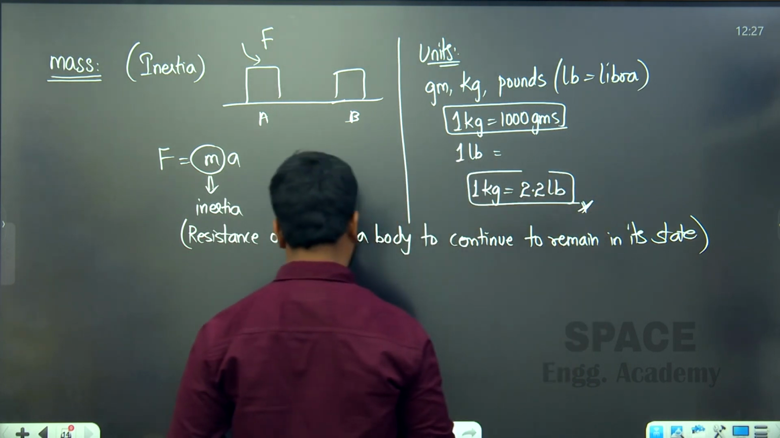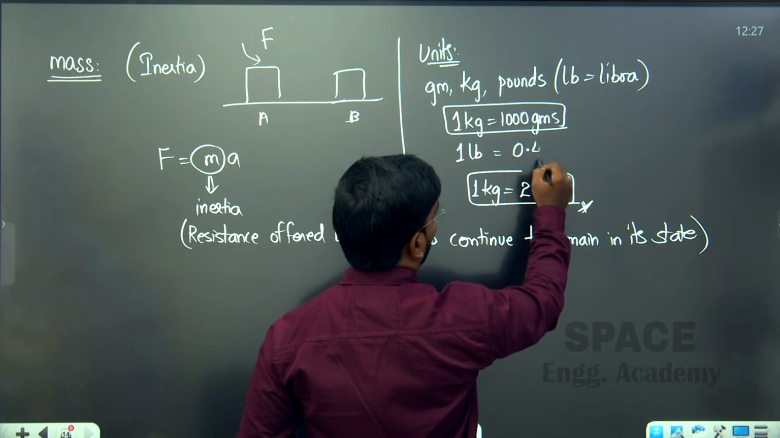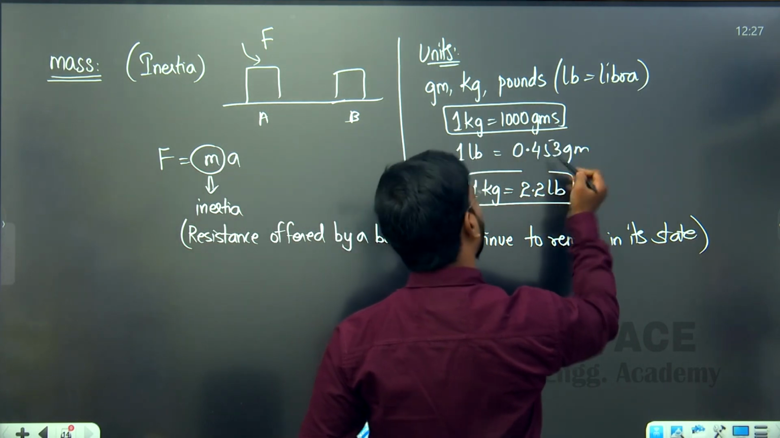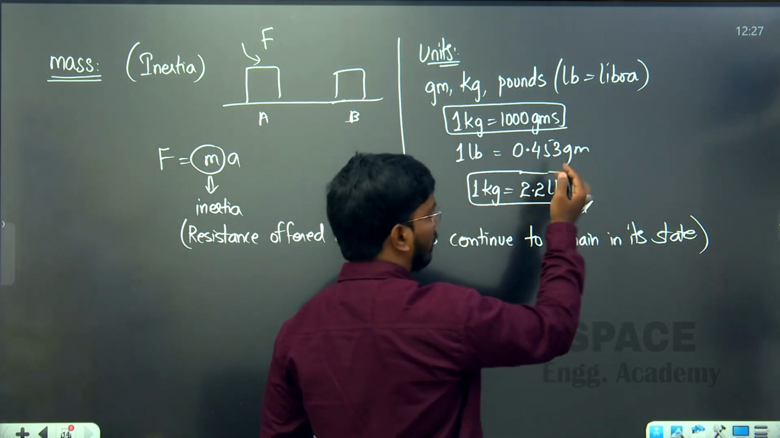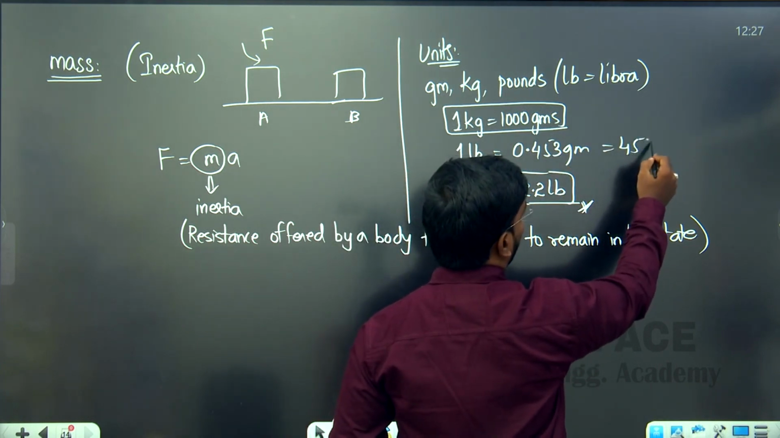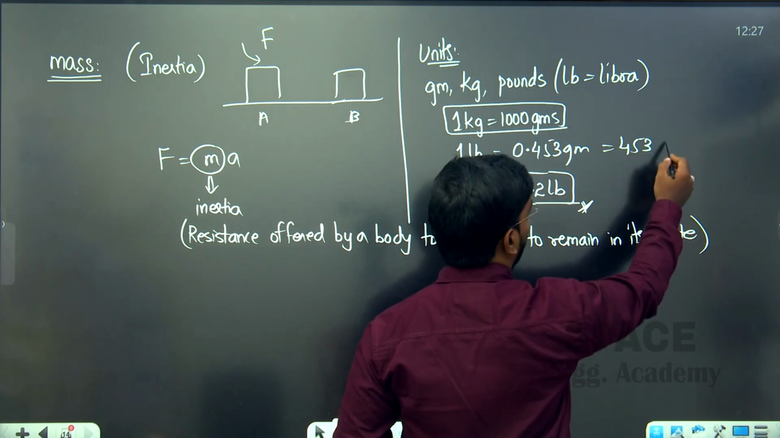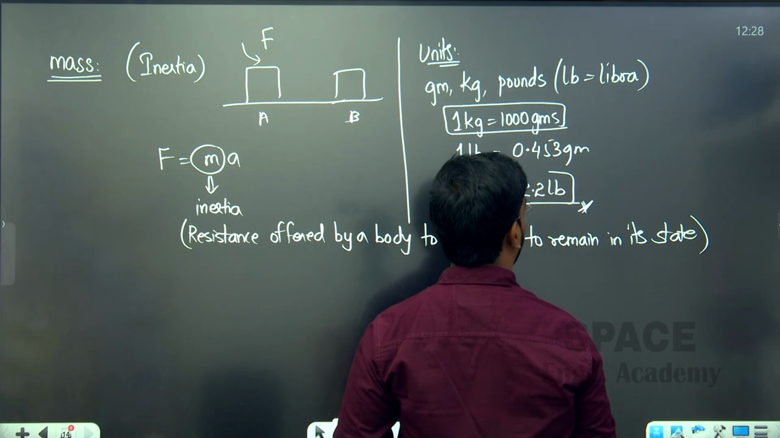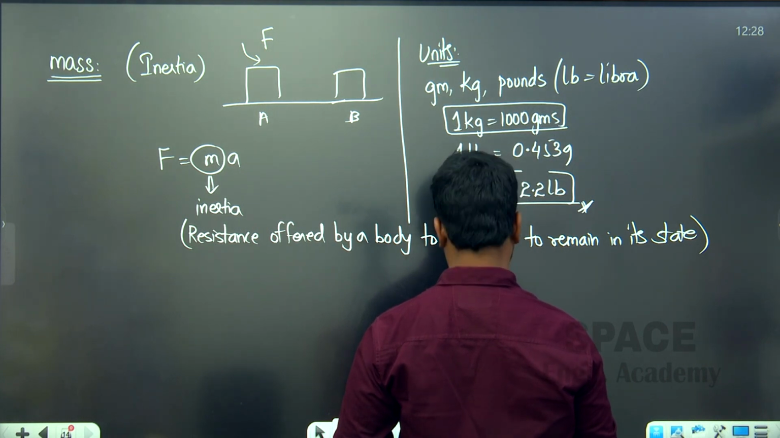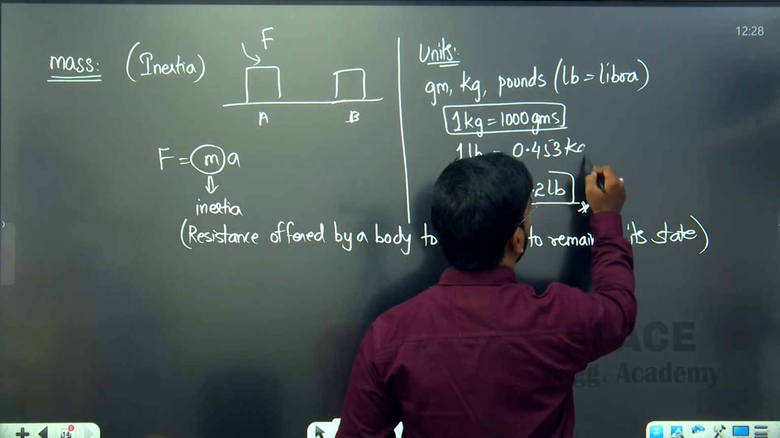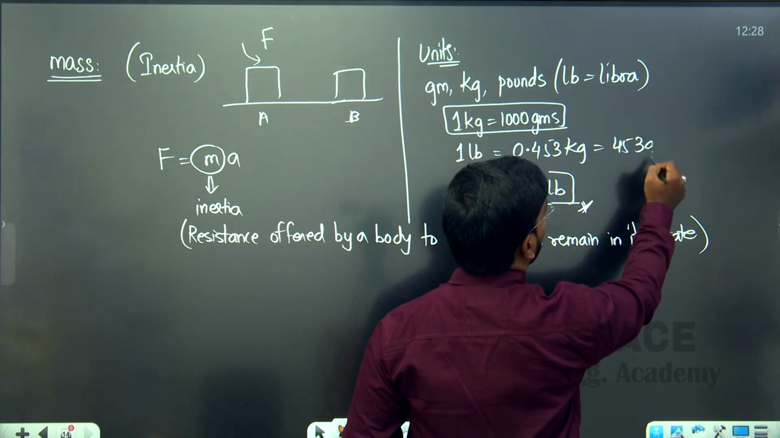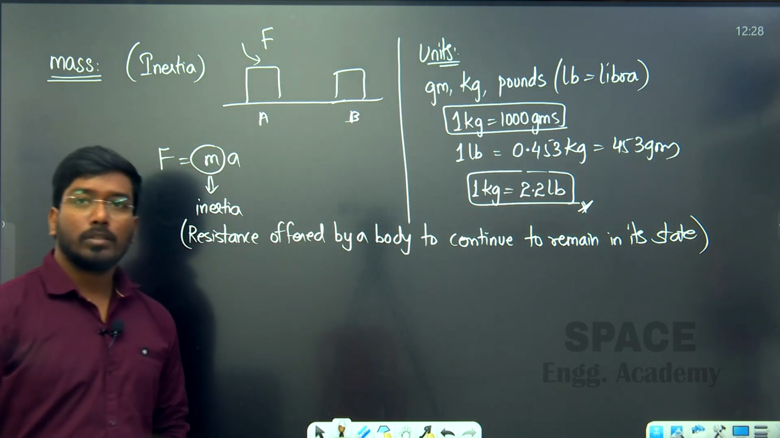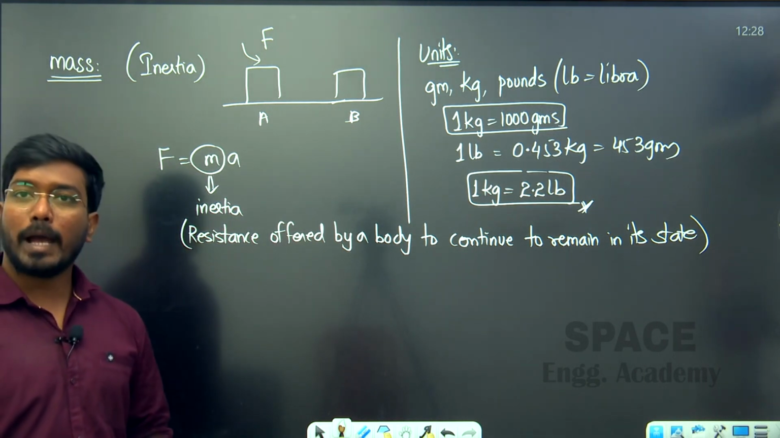453 grams. 456 is approx correct, but if you want the exact value, then we can write 453 point something also will be there, that is 453 grams and 0.453 kgs. This is kgs, 453 grams. Okay, go through it to be precise now. So now we know about area, volume and mass.